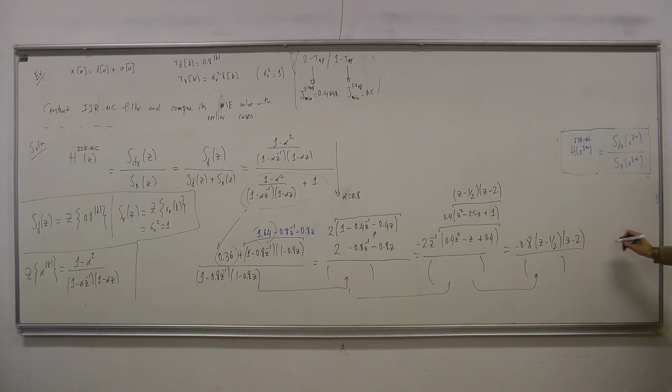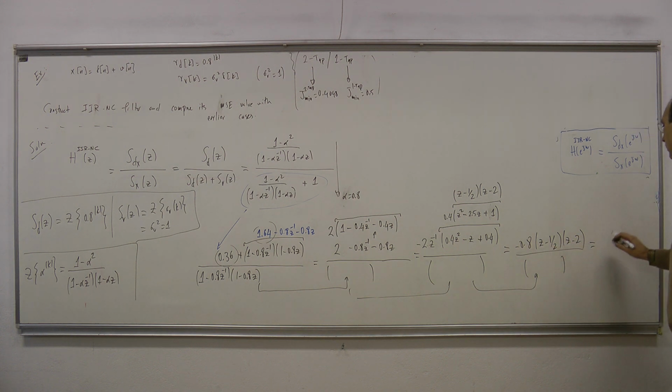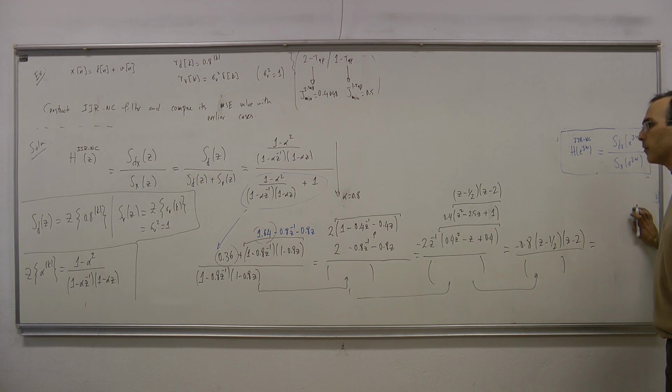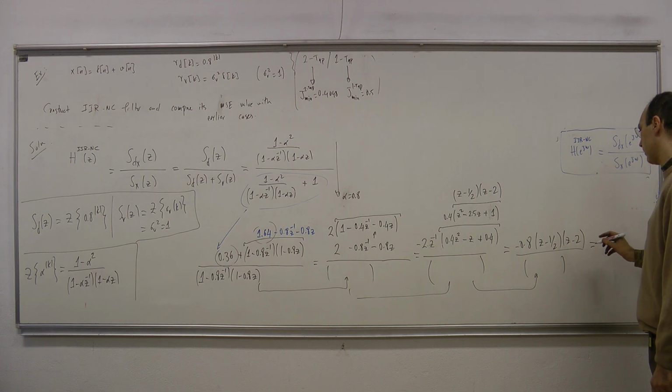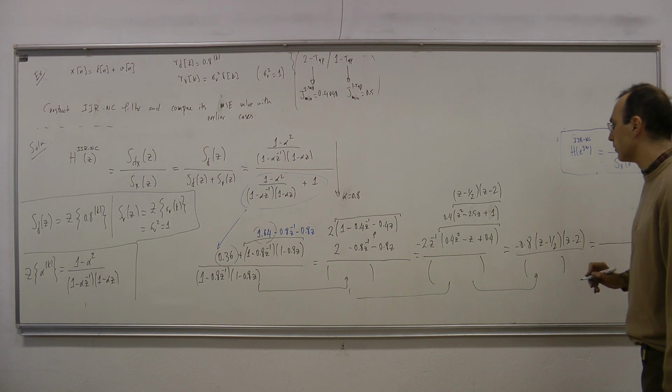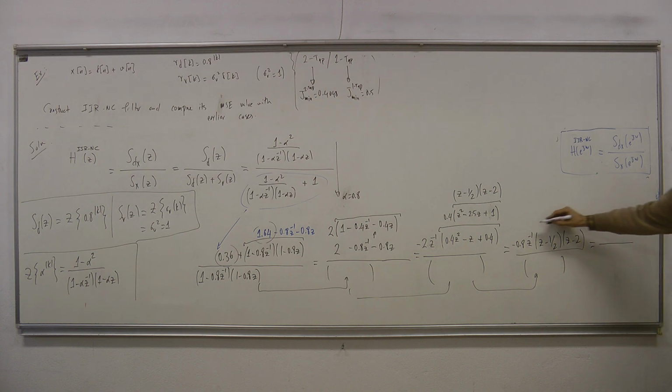Okay. Now how should I write this? Now I would like to collect all of these terms. Let me see. Now let me multiply, there is also z inverse over here. Okay, 0.8, there is a z inverse. Okay. Now let me process this part first. I have minus 0.8, 1 minus 1 over 2 z inverse.